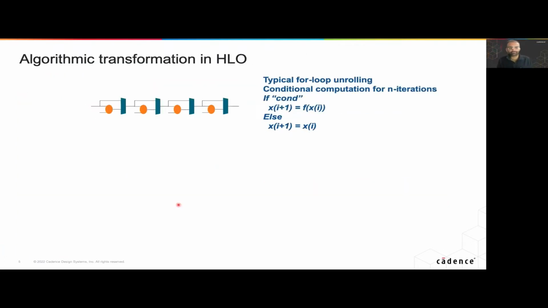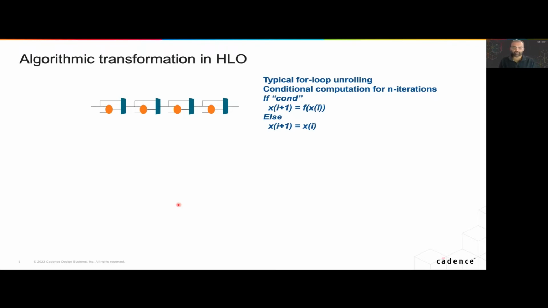Here is an example of what I call an algorithmic transformation in high-level optimization. This is a very standard RTL coding style, and you would see that in all sorts of designs from networking designs to GPUs to CPUs. You'll see this kind of design all over the place. These are what I call typical for-loop unrolling for conditional computation for n iterations. So it's conditional: you have this mux after every stage, which is basically deciding whether you take a function of the previous value or the previous value. It's a very simple coding style, so you wouldn't think twice when you do this.